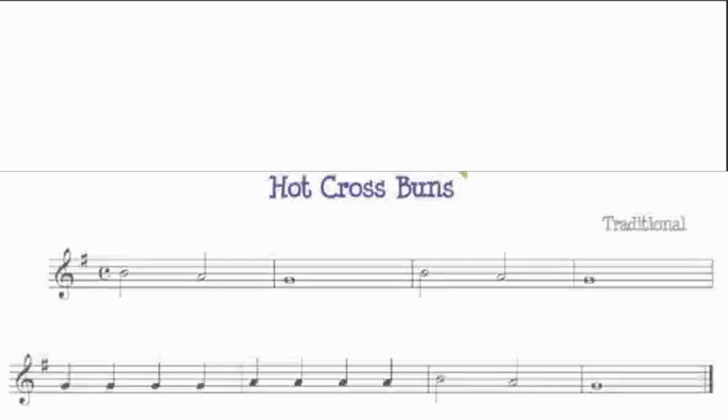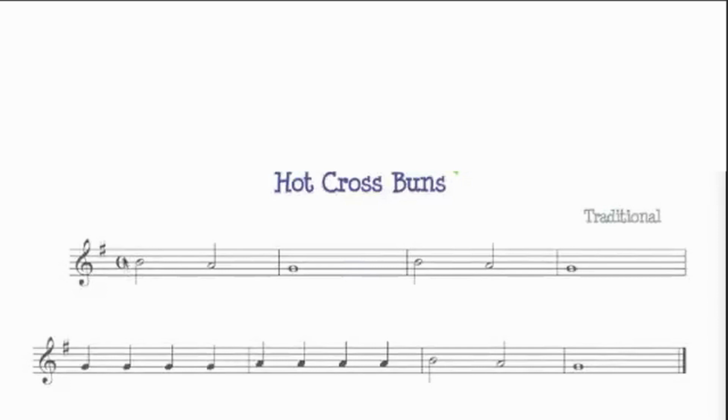Let me introduce you to the song Hot Cross Buns. That's our new song that we're going to be learning on the recorder, and it's a great way to help us review the three notes B, A, and G. So before we actually play, let's sing it on ta.